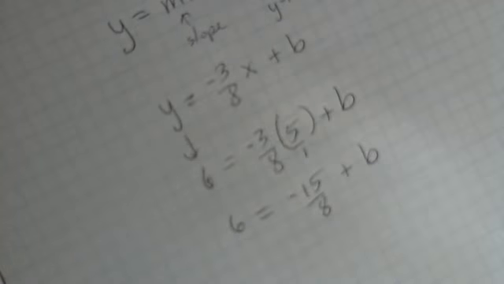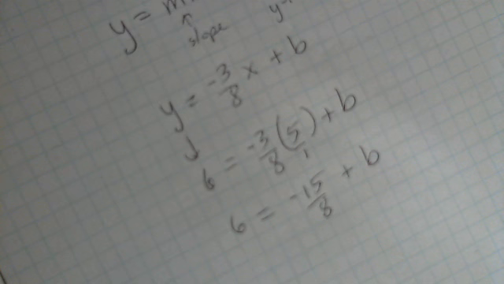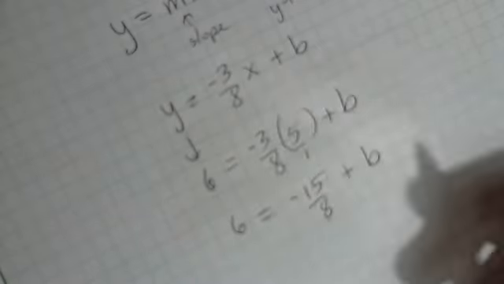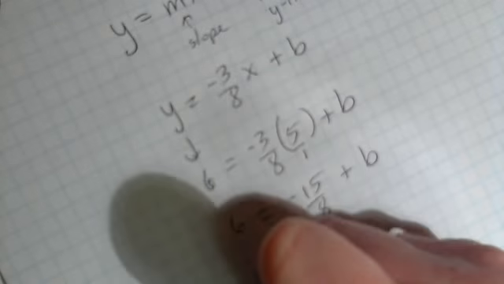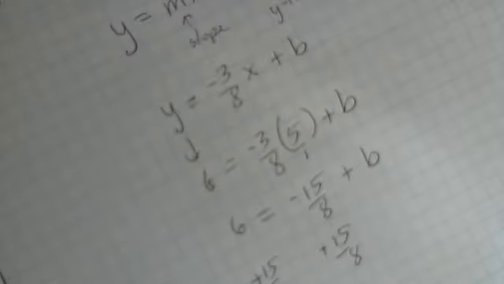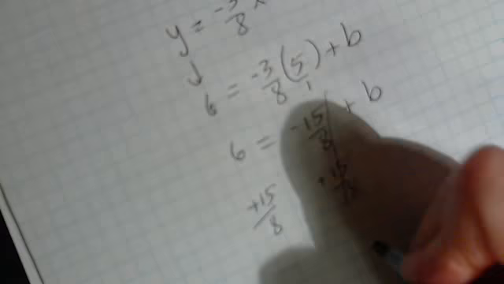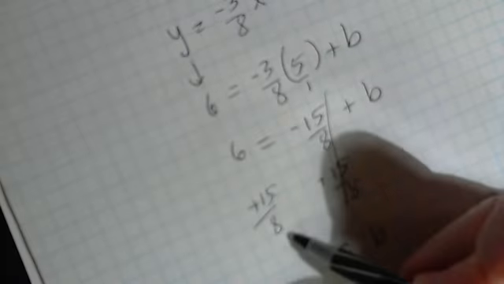Now I've got to get b alone. How do I get b alone? I get rid of the -15/8. How do I get rid of it? It's being subtracted, or it's negative here, so I do the opposite. Add 15/8 to both sides. Alright, on this side the 15/8 are gone. Add it, subtract it, it makes 0. And I get b equals whatever 6 plus 15/8 is.